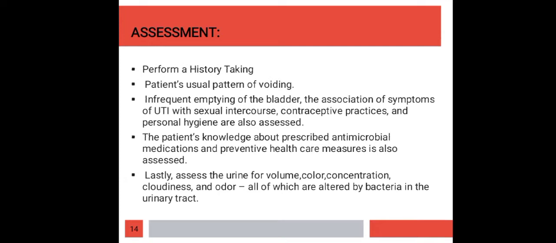Assessment. A history of pertinent signs and symptoms is obtained from the patient with a suspected UTI. The presence of pain, frequency, urgency, hesitancy, and changes in urine are assessed, documented, and reported. The patient's usual pattern of voiding is assessed to detect factors that may predispose him or her to UTI.